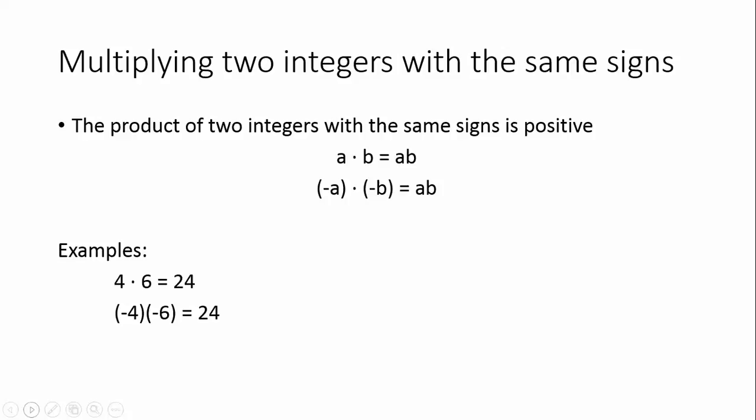The next slide is about multiplying two integers with the same sign. The product of two integers with the same signs is positive. So in the general example here, positive A times positive B, your answer is positive AB. And if you have negative A times negative B, you would also get positive AB. And in the example down here, 4 times 6 is 24. And -4 times -6 is also 24.